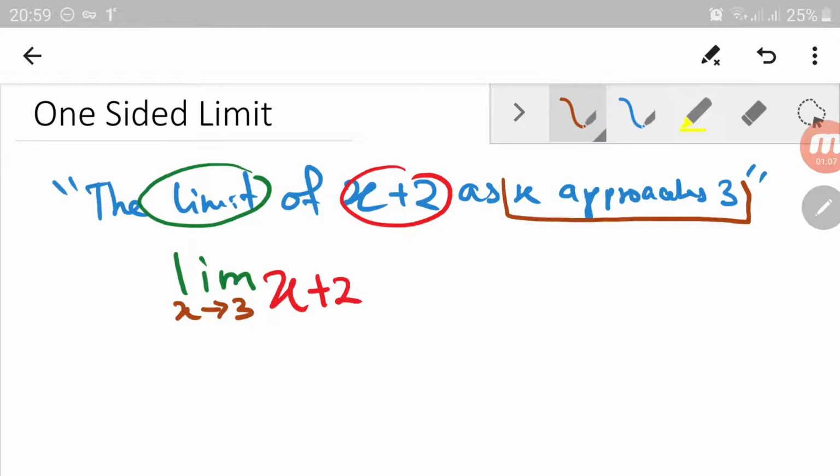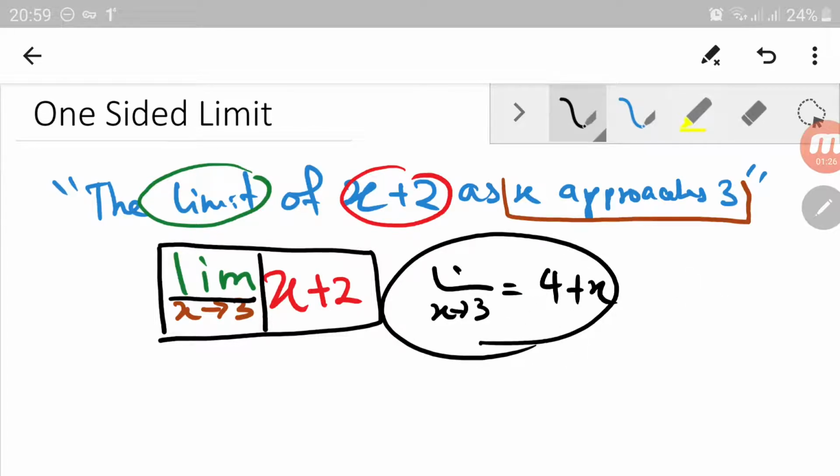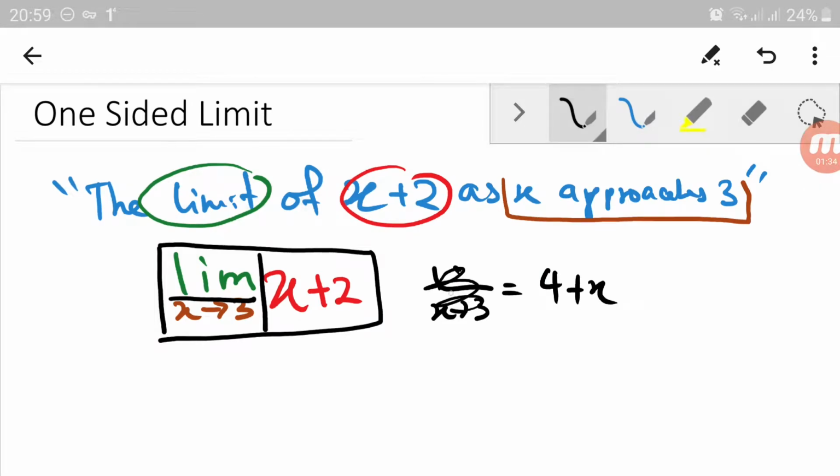This is the notation. So please take note that these three come as one thing. You cannot write limit x approaching 3 equals 4 plus x. I always see students writing like this. This is wrong. That's why I share with you the correct notation first. Make sure the limit, the x plus 2 and the x approaches 3 are written like this.